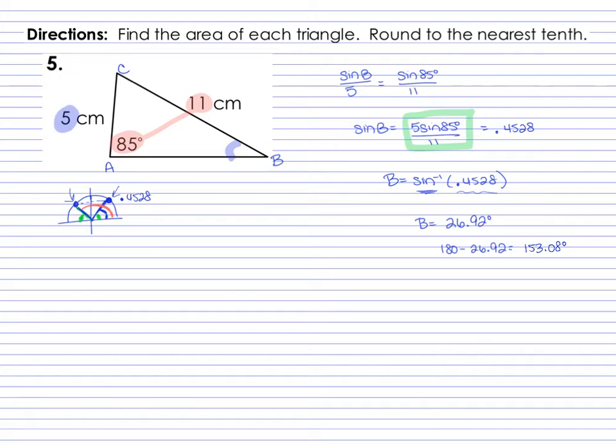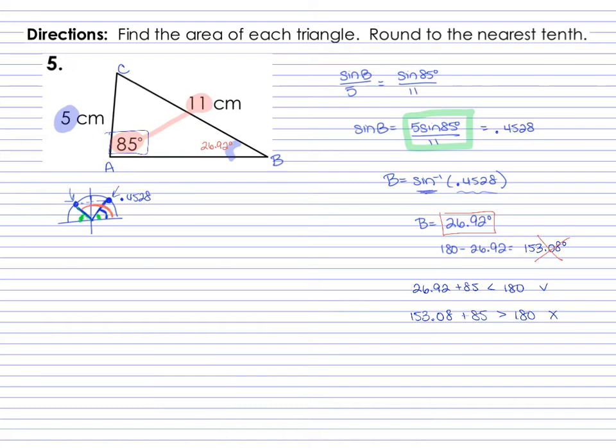So now I have to check which angle makes sense, one or both. So we're starting with 85 degrees as our given. That's the one angle that we do know. If I add 26.92 to 85, those two angles together are less than 180, so that angle works. However, if I add 153.08 to the given angle of 85, that is going to be greater than 180. So that angle does not work. That 153.08 is not viable. The only angle we have to deal with is the 26.92. So that is in fact the measure of angle B, 26.92 degrees.